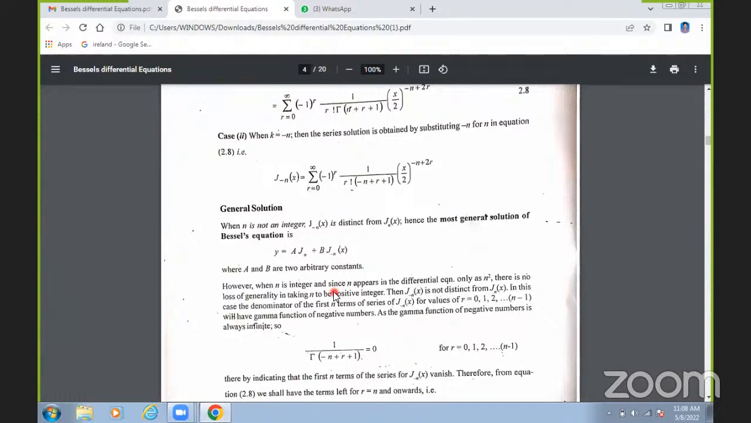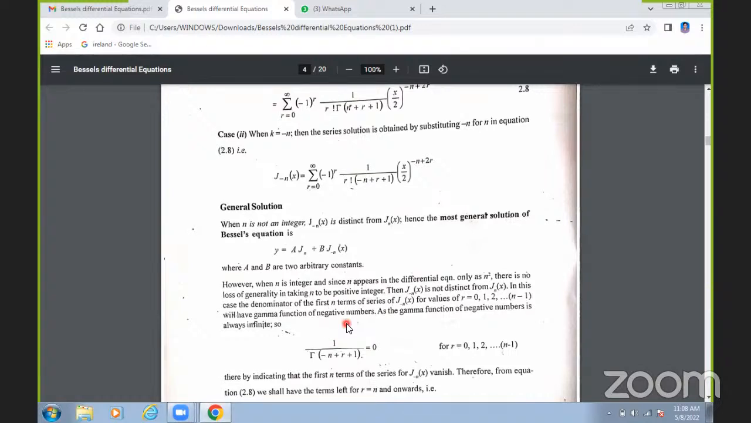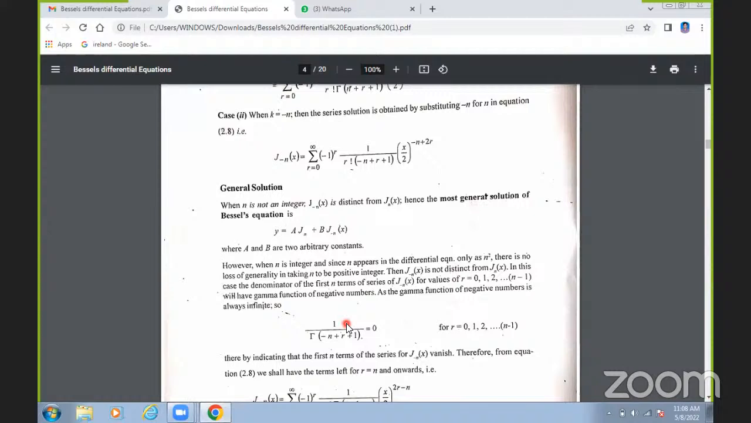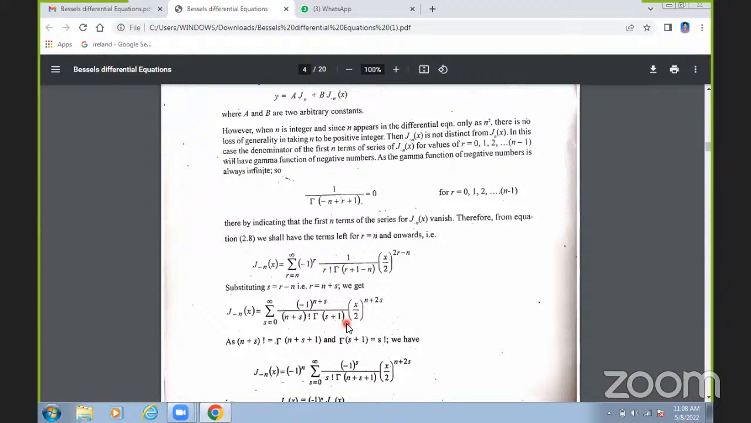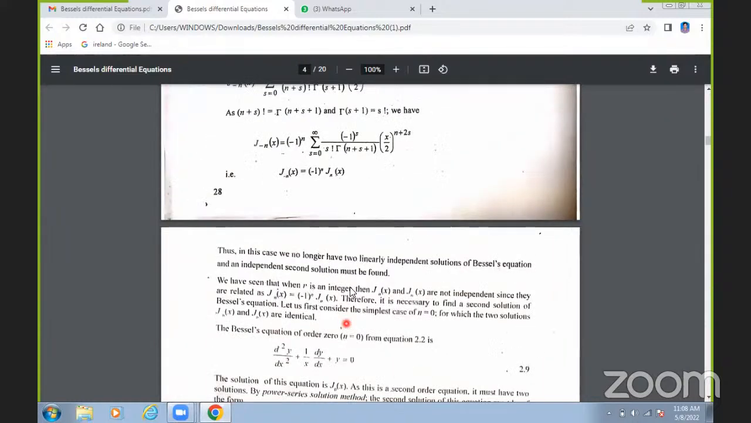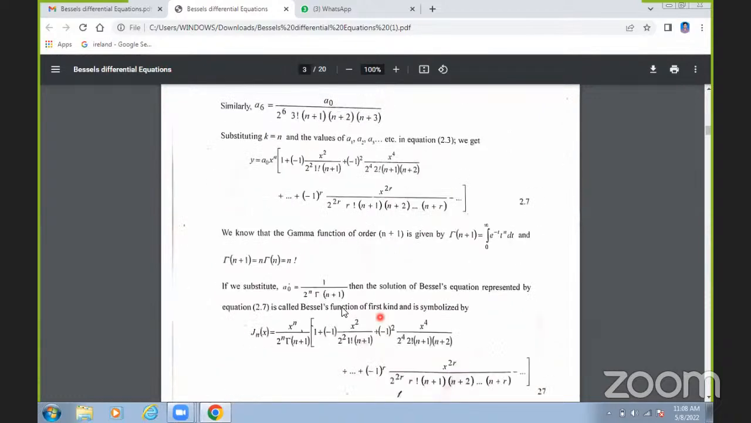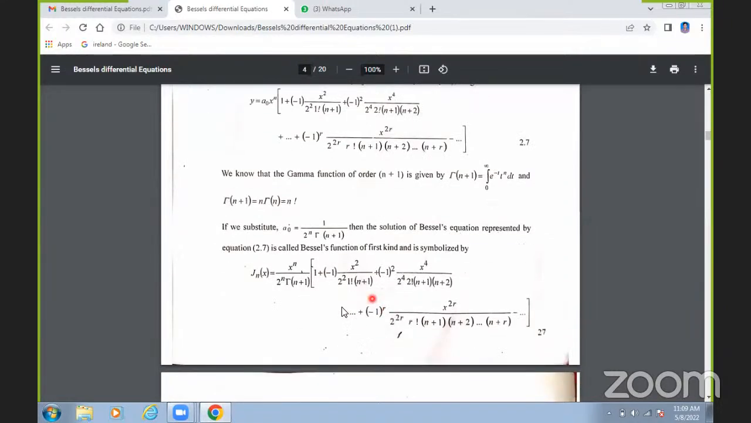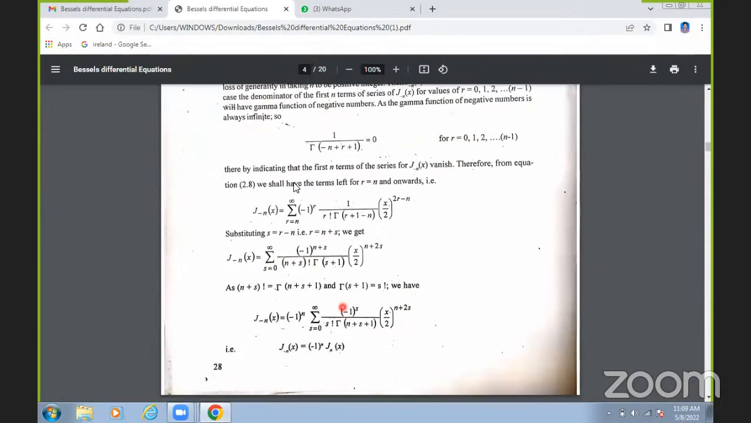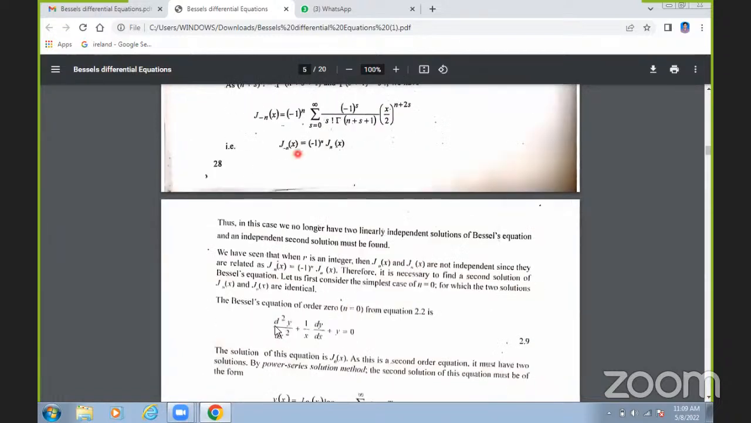And then, by taking certain gamma functions, we can write the values of Jn of x like this. So J of minus n of x is equal to this one we can write. By substituting those, finally we can get this equation for Jn of x. So this equation is what we have.